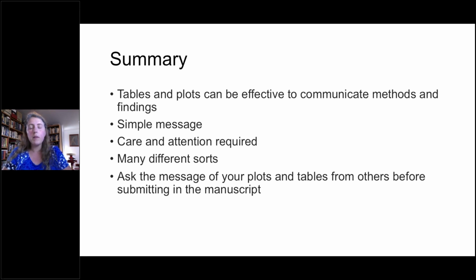There are many different sorts of graphs and tables, and I've explained a small handful today, but there are plenty of others. It's worth talking to a statistician about how to get your ideas across if you would like some assistance. And if you are preparing plots and tables, then seek an opinion from somebody external to your research to ensure that they are taking the message that you wish from your plots and tables before submitting the manuscript. Thank you.